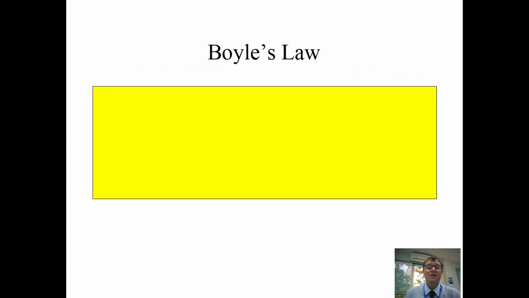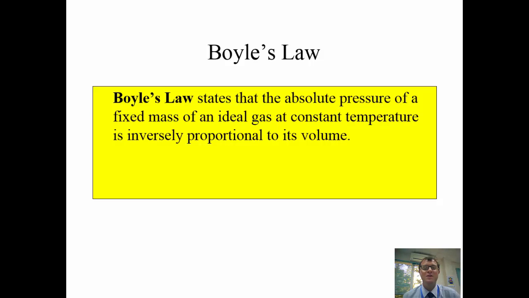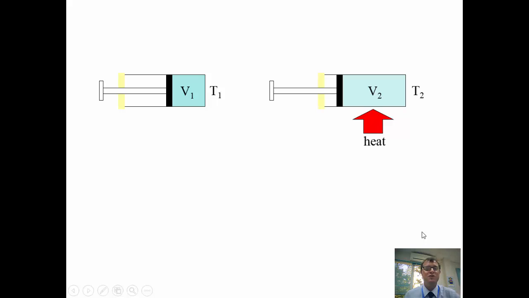So previously, when I was talking about pressure, I mentioned Boyle's law. Boyle's law states that the absolute pressure of a fixed mass of an ideal gas at a constant temperature is inversely proportional to its volume. So P times V equals a constant. That is not the only gas law. Some other ones which I haven't mentioned, but I'll mention now.